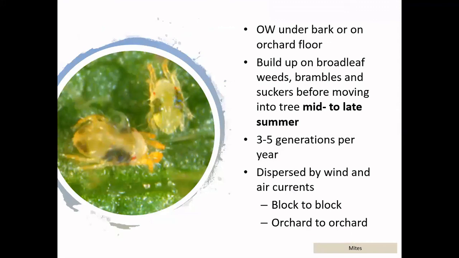Now, two-spotted spider mite overwinters under bark or typically on the orchard floor. And so the populations actually build up on the weeds on the orchard floor before coming up into the tree. So usually populations aren't observed until mid to late summer. And after this point, there are again multiple overlapping generations, where you can have eggs, nymphs, and adults at the same time. And these populations can be dispersed really easily throughout the orchard through wind currents.